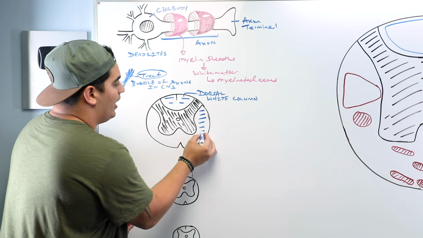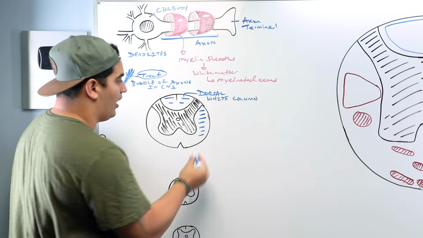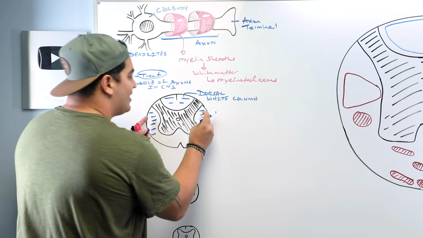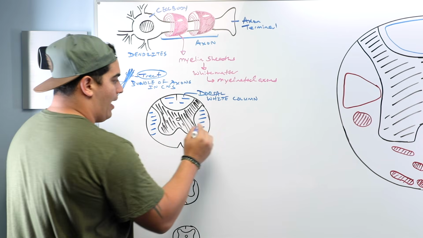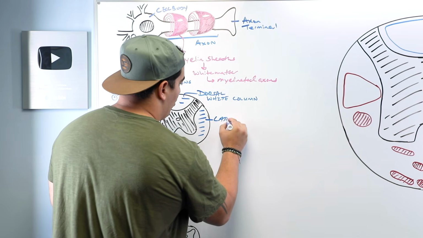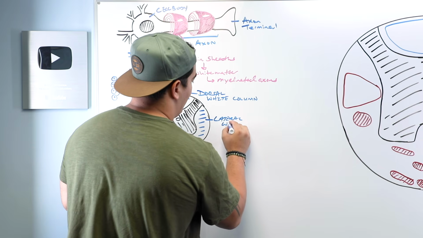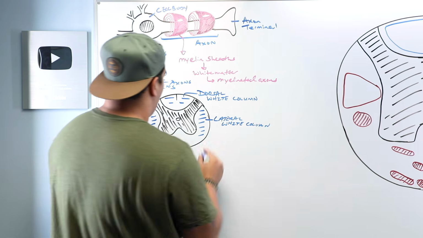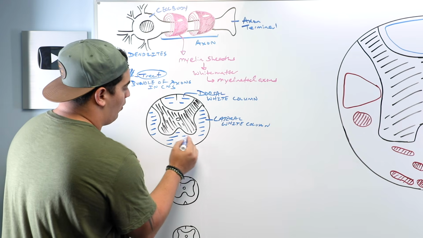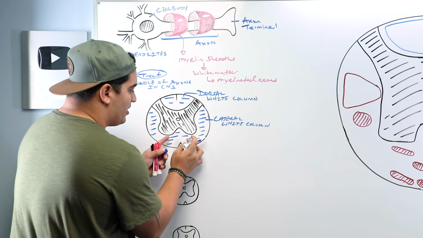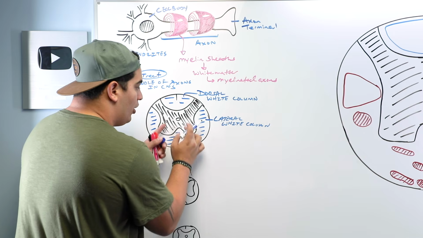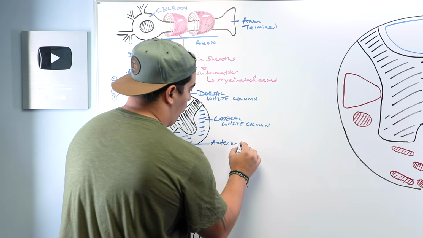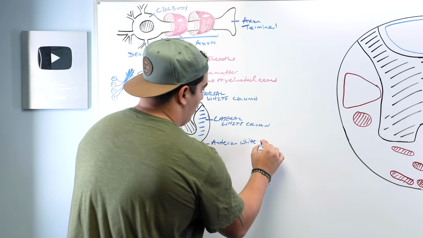This right here is our lateral white column, because it's on the side. So these are your lateral white columns, and they are on the sides of the gray matter. This is called our lateral white column or our lateral funiculus. Boom. All right, last one is our ventral white column. The ventral white column is anterior to the gray matter, so this is our anterior white column. Beautiful.